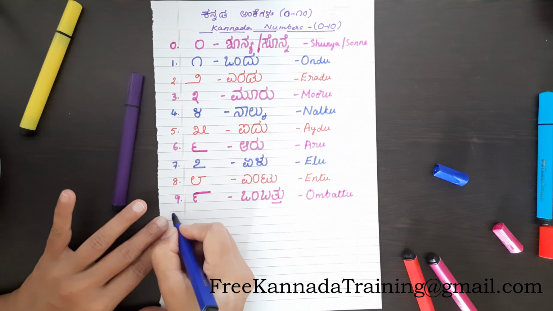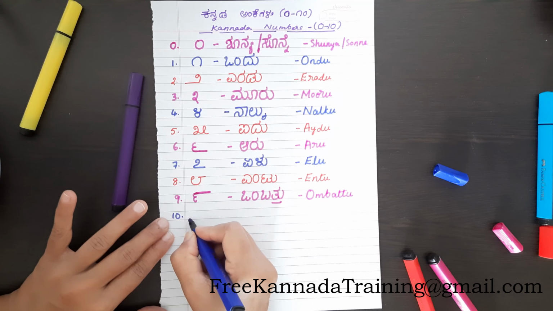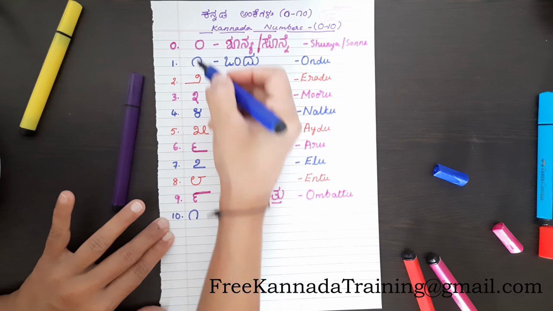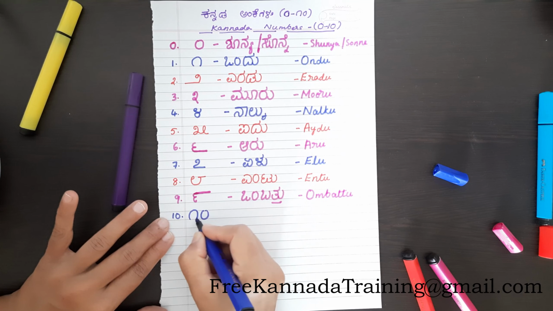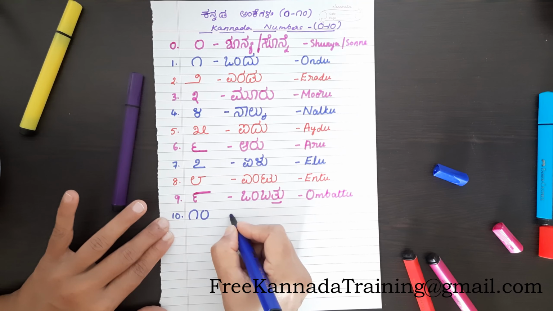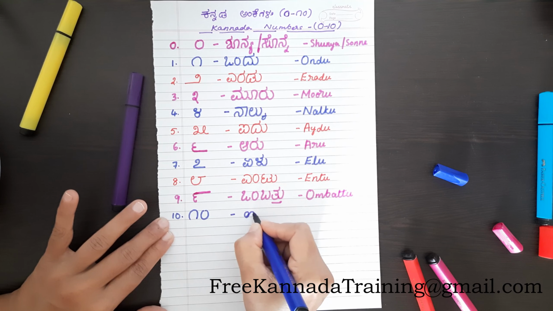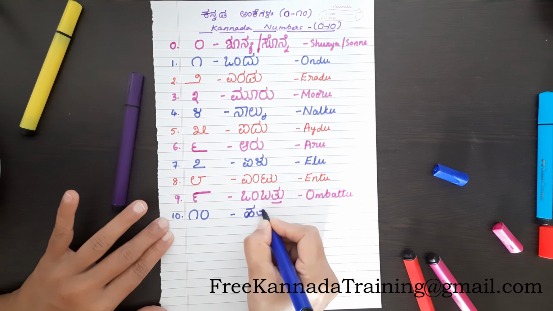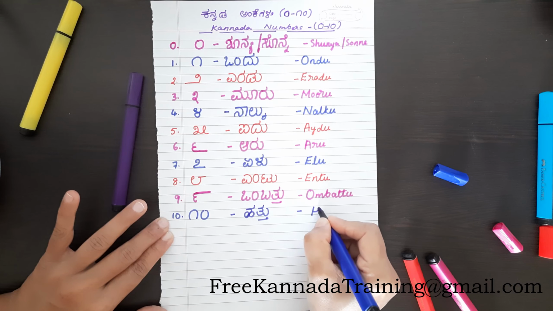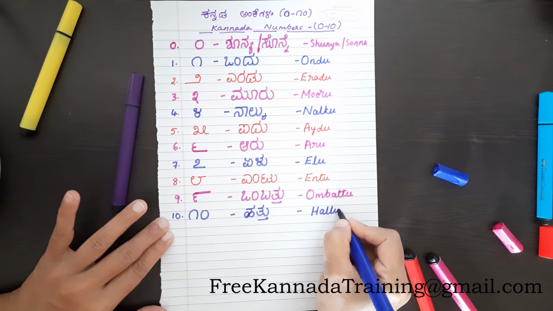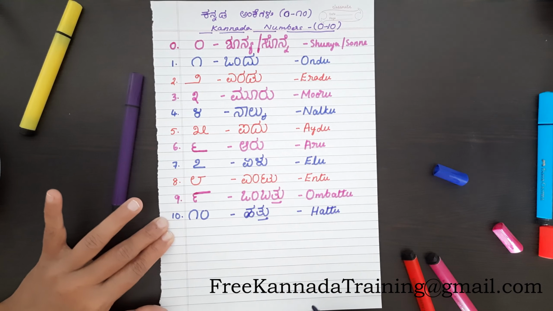Next, 10 is Hattu. Hattu is like 1 and 0. Ondu sonne, ondu shunya, that is Hattu.